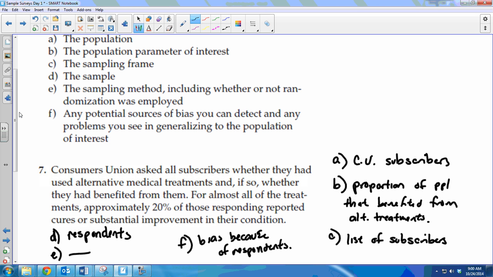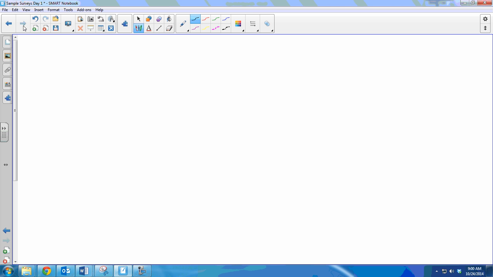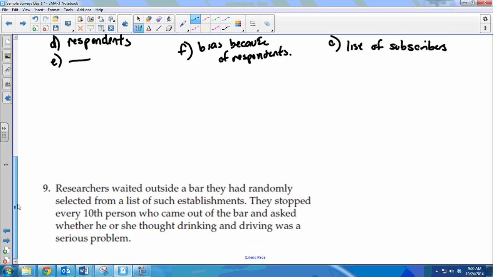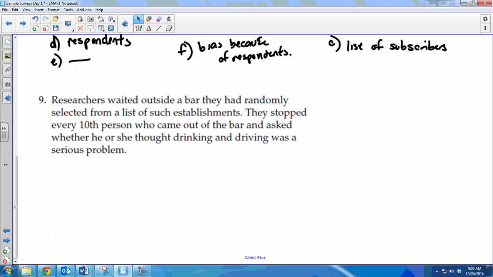All right, we're just going to do one more of those. It's down here. Researchers waited outside a bar they had randomly selected from a list of such establishments. They stopped every 10th person who came out of the bar and asked whether he or she thought drinking and driving was a serious problem.